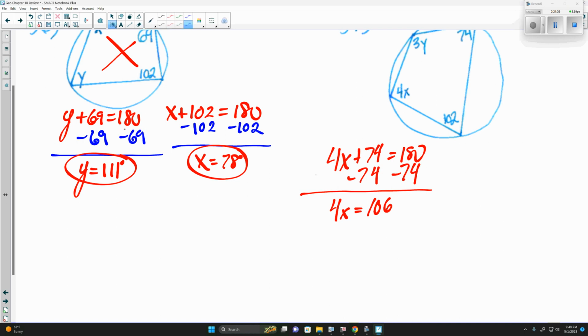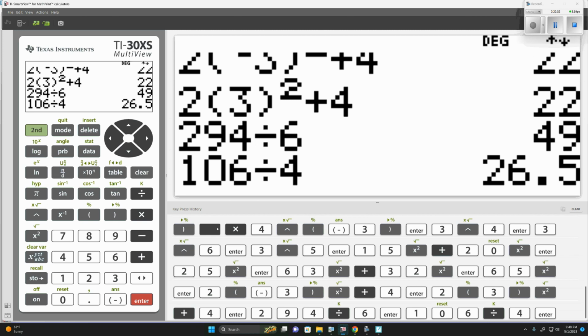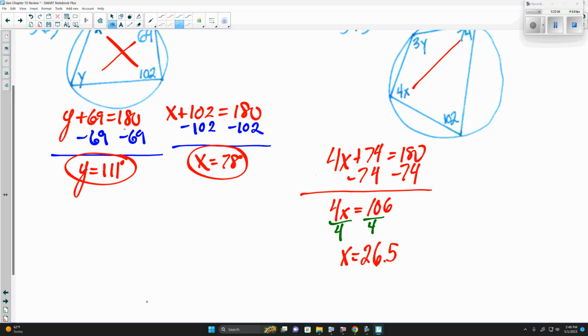We would divide by 4, telling us x is 26.5. 106 divided by 4, 26.5.